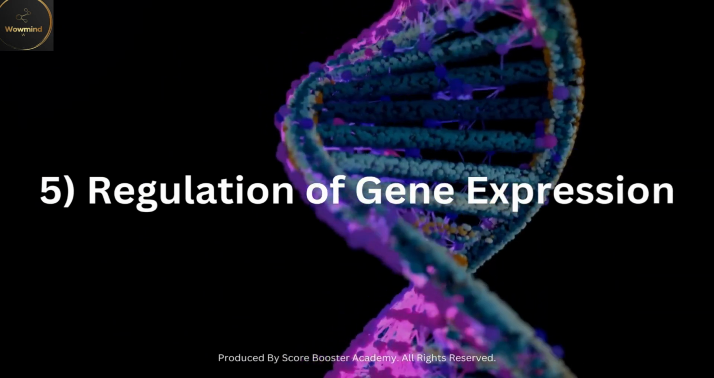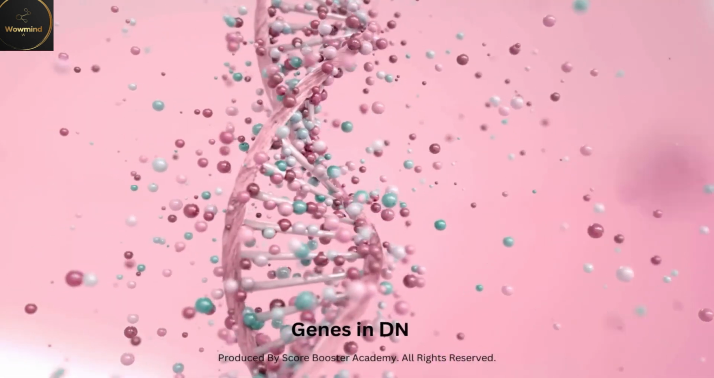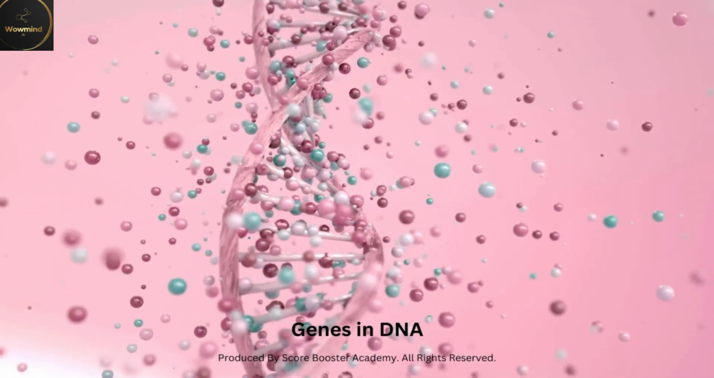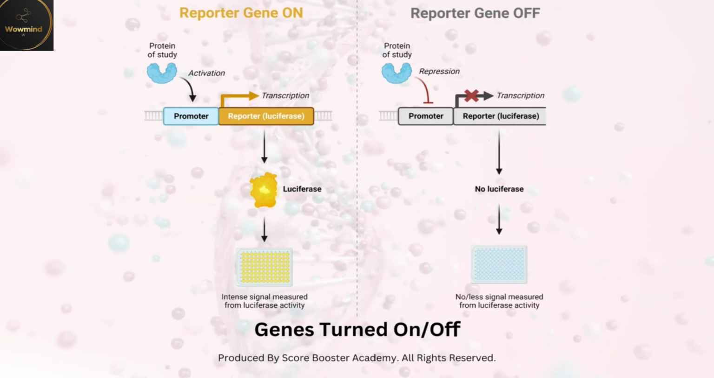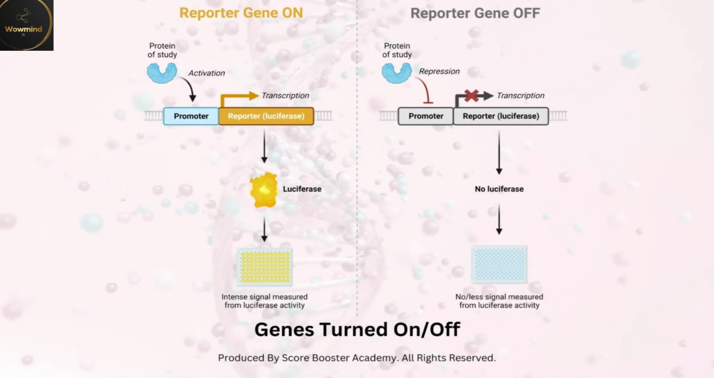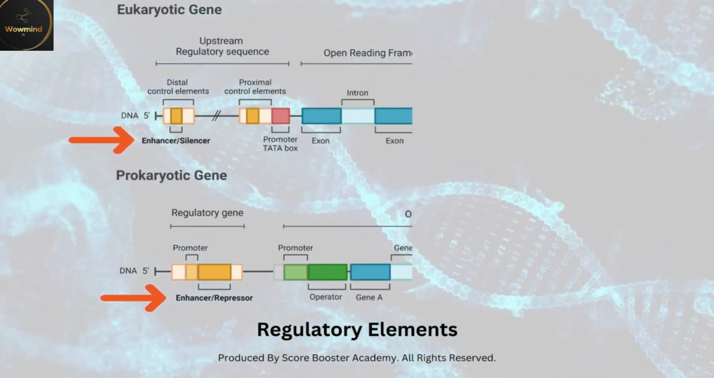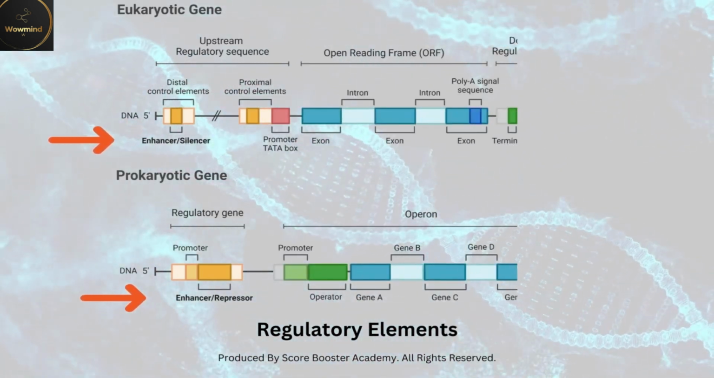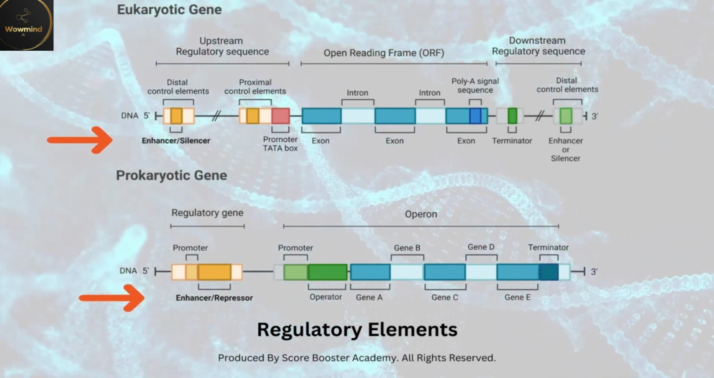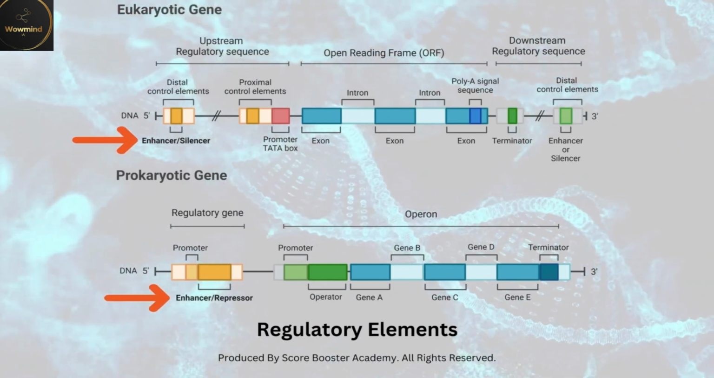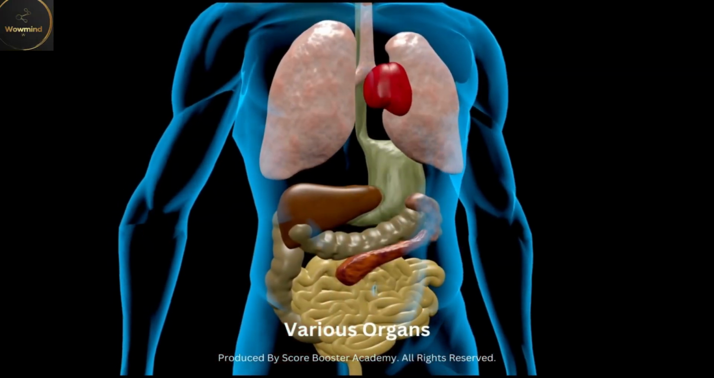Regulation of gene expression. One of the most remarkable functions of DNA is gene regulation. Not all genes are active all the time. Instead, cells tightly control which genes are turned on or off depending on their specific needs. Regulatory elements, such as enhancers and repressors, bind to specific regions of DNA, modulating gene expression. This intricate process allows cells to differentiate and specialize, forming various tissues and organs during development.